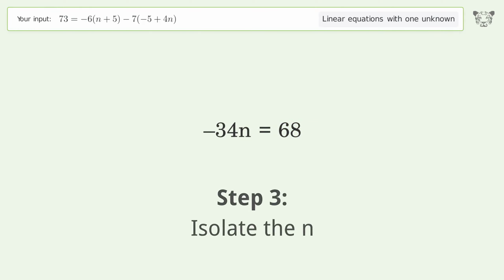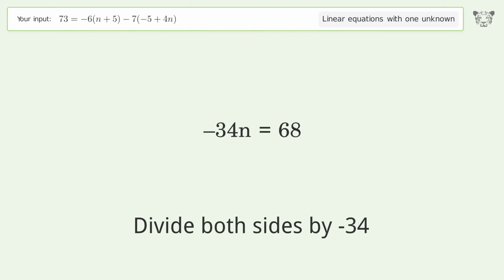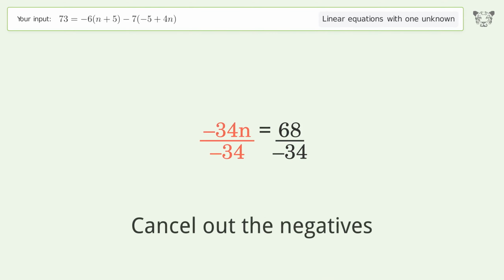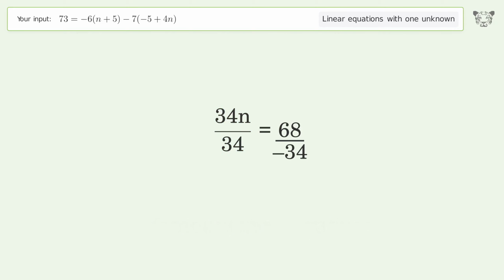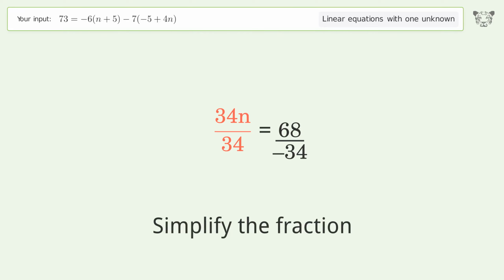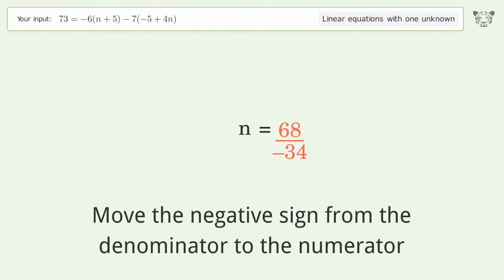Isolate the n. Divide both sides by -34. Cancel out the negatives. Simplify the fraction. Move the negative sign from the denominator to the numerator.